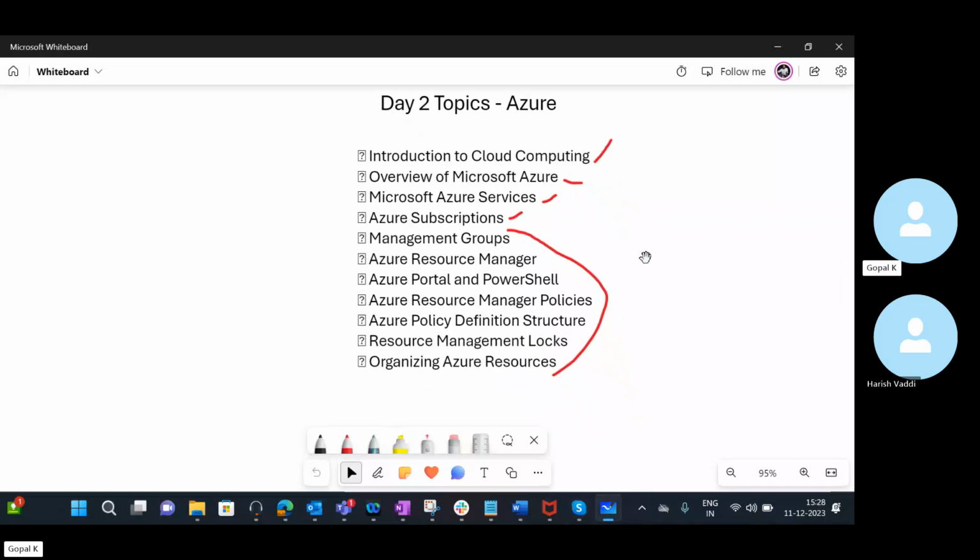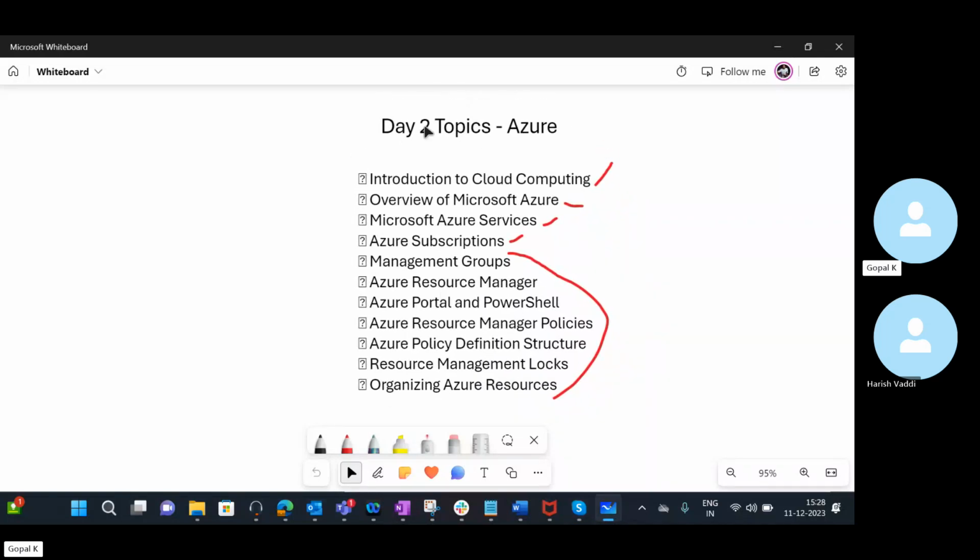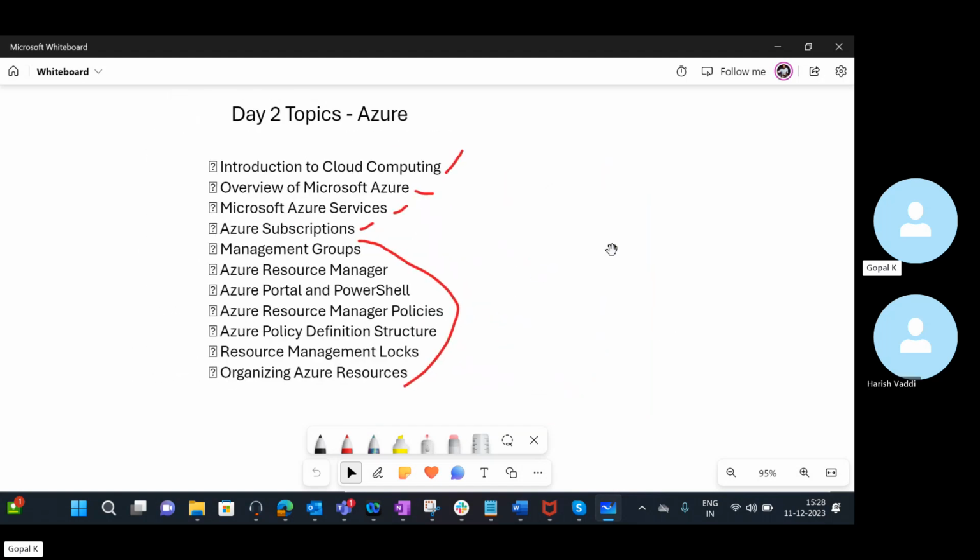Okay, so basically these are the topics that we're gonna cover. Introduction to cloud computing, overview of Microsoft Azure, Microsoft Azure services, Azure subscription management groups, Azure Resource Manager, Azure Portal and PowerShell, Azure Resource Manager policies, Azure policy definition and structure, resource management logs, organizing Azure resources and all. So these all are the things that we do have.